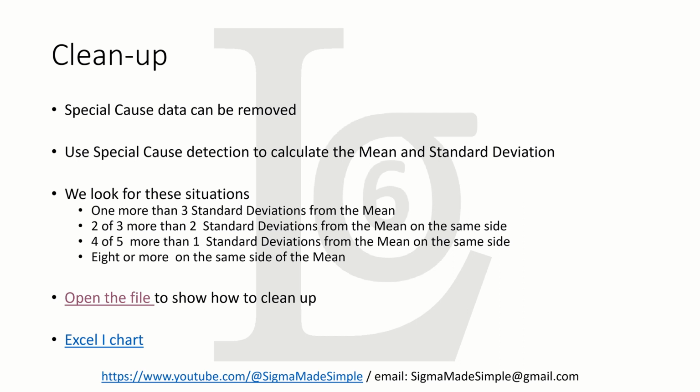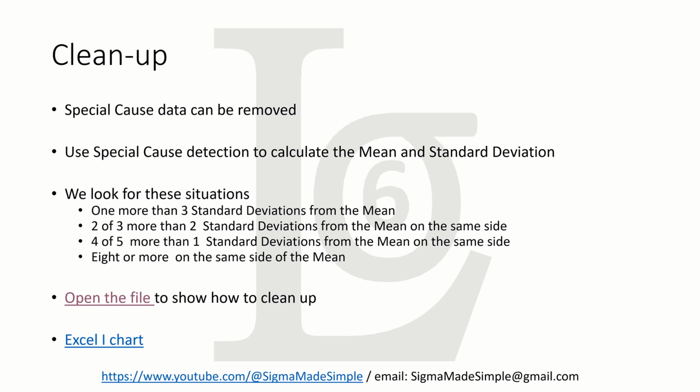So what we're looking for is special cause data that can be removed from a data set. We use special cause detection to calculate the mean and standard deviation. And like I said, this works for a changing trend as well as a constant trend, but I'm going to show you constant trend because it's a little easier when you're first starting out. But once you do this a few times, this next step will be easier every time. So you can only remove data for a verified special cause.